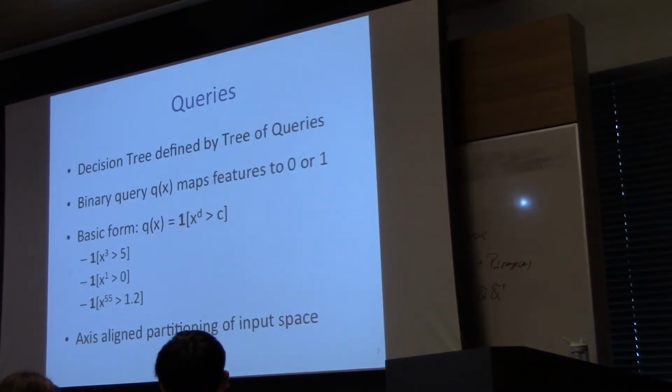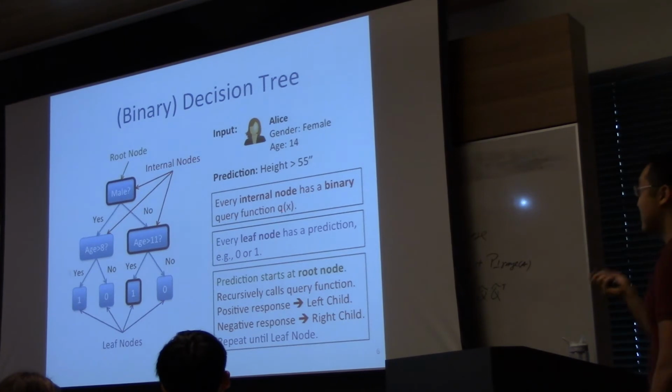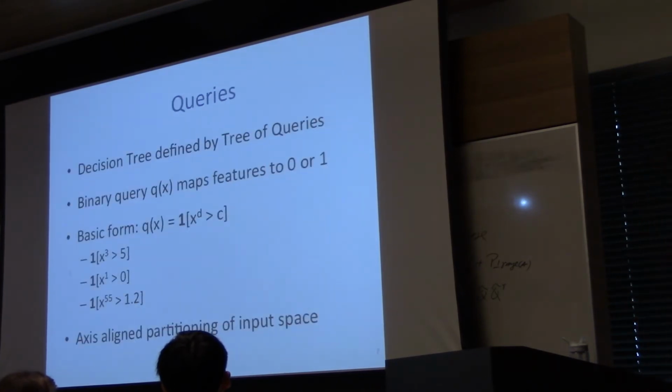Okay, so given this structure, the next question to ask is, well, what are queries? Typically, decision trees are defined using binary queries. A binary query is any function Q that maps input features to 0 or 1. The simplest form of binary queries are those that only look at a single dimension, or a single feature, in your feature vector.